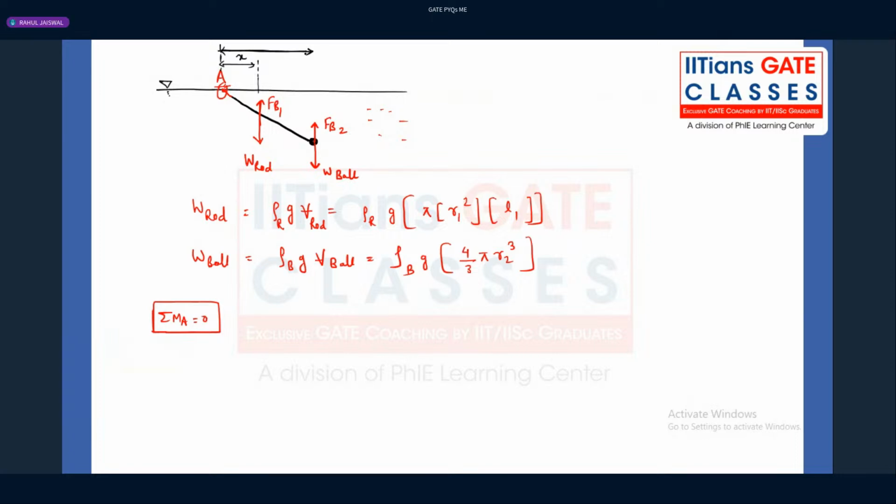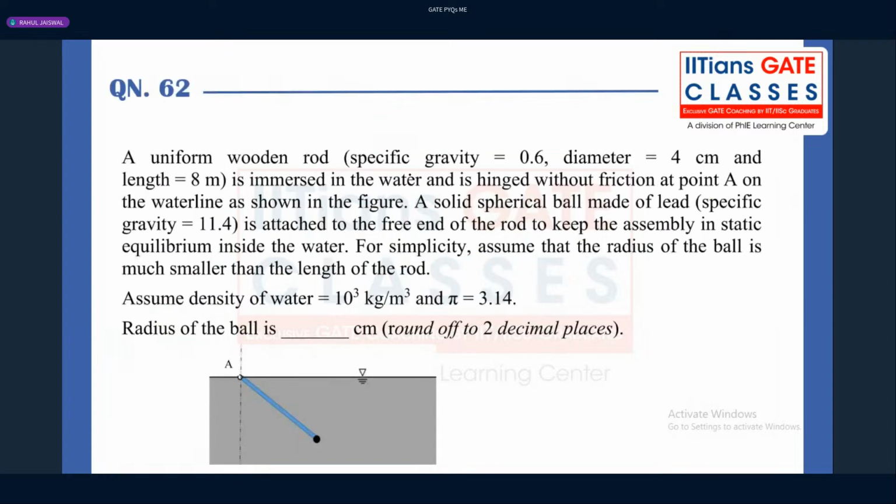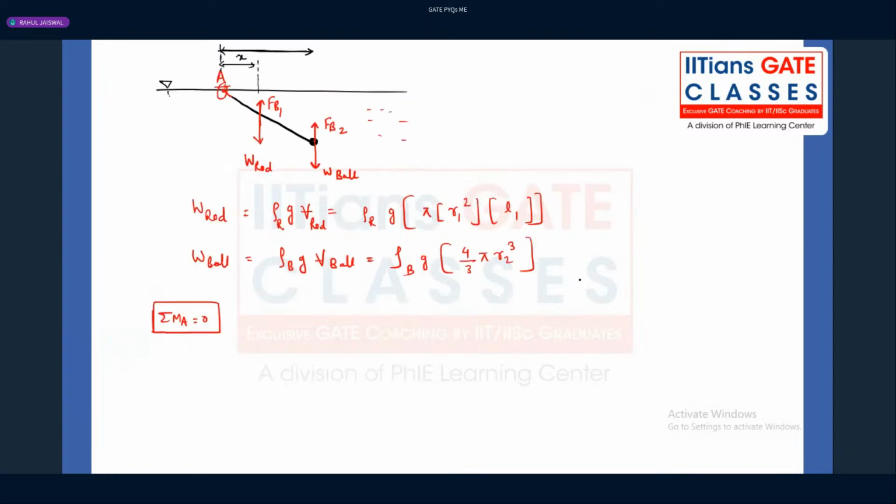Here, guys, if you try to apply a little bit of logic, a uniform rod is there, which has a certain mass and weight. It is hinged, and then the ball is attached, and the radius of the ball is very small as compared to the length of the rod. That means the whole mass is concentrated at the center of gravity of this particular rod.